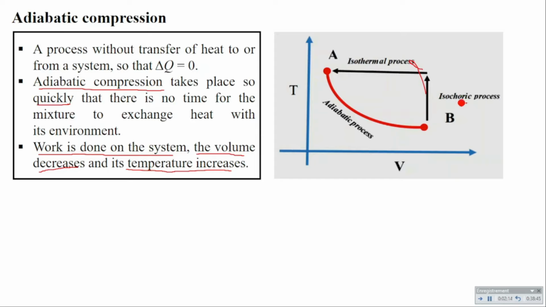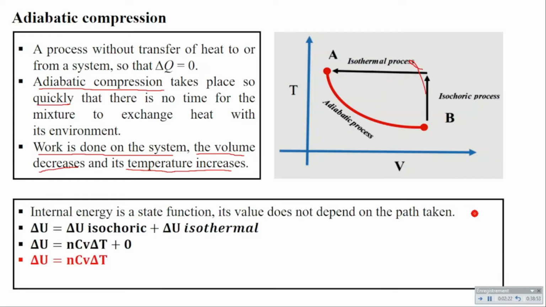Now, what is the internal energy in this first phase? For the isochoric process, you have seen that internal energy is equal to nCvdT. And for the isothermal process, the internal energy is equal to 0. So we need to add them to get the internal energy in A. Internal energy is a state function; its value does not depend on the path taken. So the dU in A will be equal to the dU in the isochoric process plus the dU in the isothermal process, which is 0. So dU is equal to nCvdT plus 0. Then in adiabatic compression also, the internal energy is equal to nCvdT.